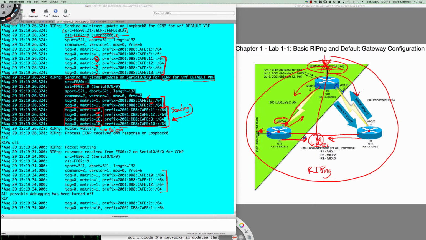And at that point, if 1 is telling 3, yep, I still know how to get there, it's not going to work, right? And then you sort of create the loop. So with poison reverse, what are we talking about? And let me go ahead, and I apologize here.